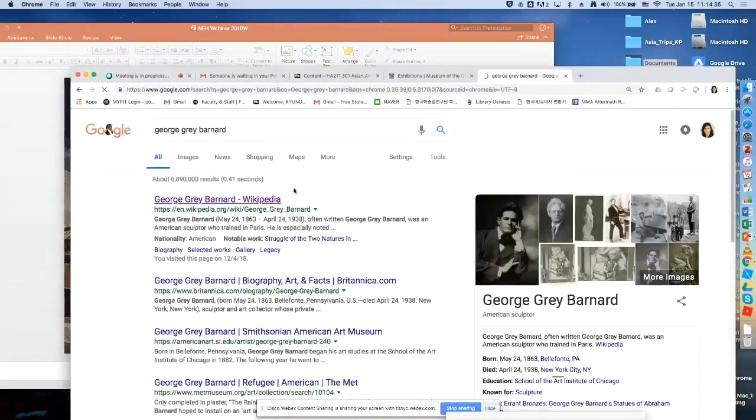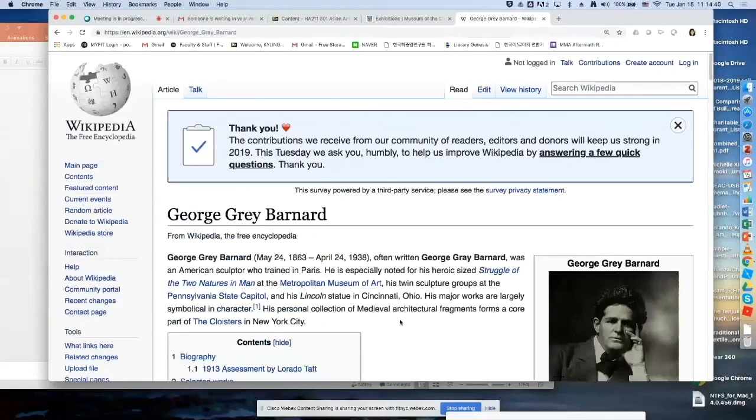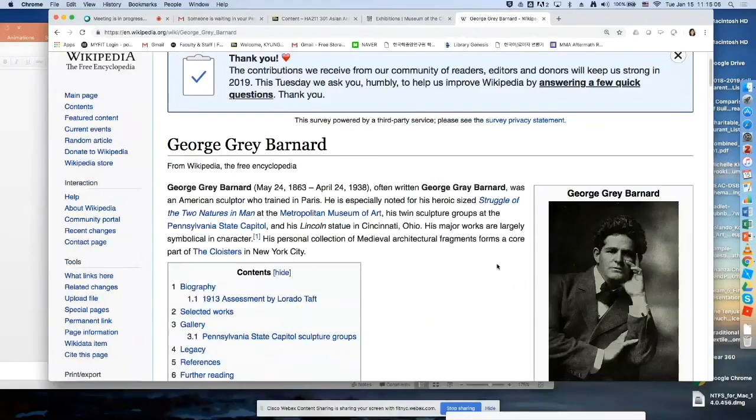The reason I got into this artist with a diverse career is because of this man named George Gray Barnard, and he is a sculptor of the late 19th and early 20th century. But the way I know him is that he is the original founder of the Cloisters Museum. Have you been to the Cloisters Museum, up in Washington Heights in northern Manhattan? George Gray Barnard was living in France in the early 20th century, and again he had to make his living. So he became an antique art dealer.